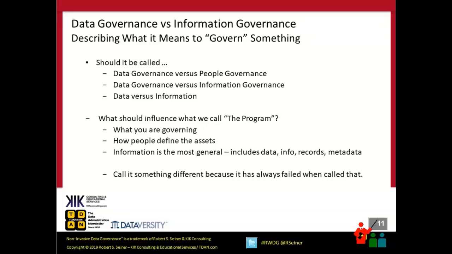So I've yet to see it called people governance anywhere. Typically, people are somewhere between data governance and information governance. I'm going to talk about data versus information in a minute. And as I said before, the thing we need to think about when we are labeling what we call this is, what is the asset that we are governing? In some organizations, they think of information as being more of an umbrella term for a lot of different types of data within the organization. But we'll get into that a little bit more in a second here.